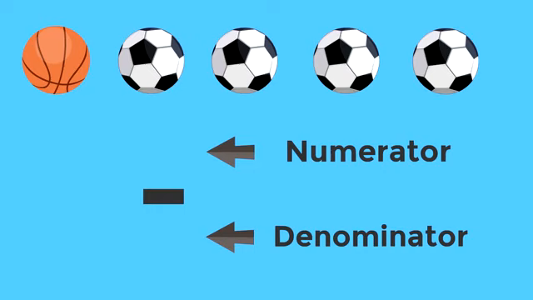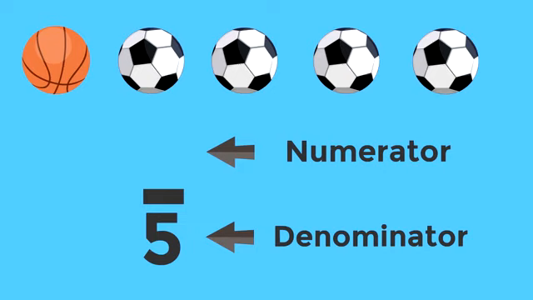So we know a fraction has a line in the middle, and the top number is the numerator, and the bottom number is the denominator. The denominator shows us the total number of parts or units. How many sports balls are there? Yeah, 5. 5 is the denominator.